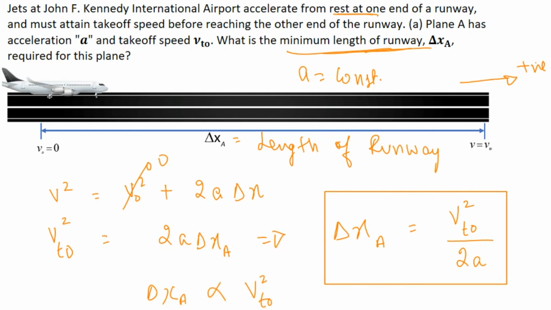v takeoff square. Now one question for all of you. Think, what would be the minimum length of the runway if the same plane requires twice the takeoff speed? This time the takeoff speed becomes 2 times this value. Then what would be the minimum length required for the runway? Think and try to write the answer in the comment box below.